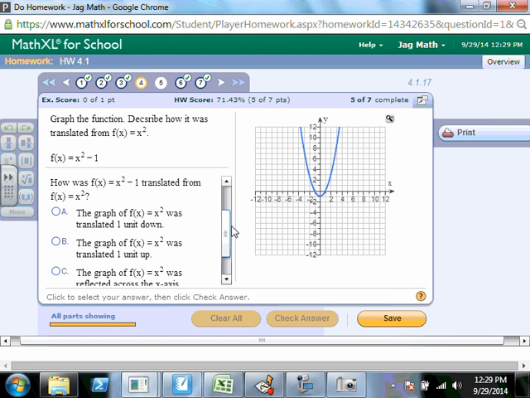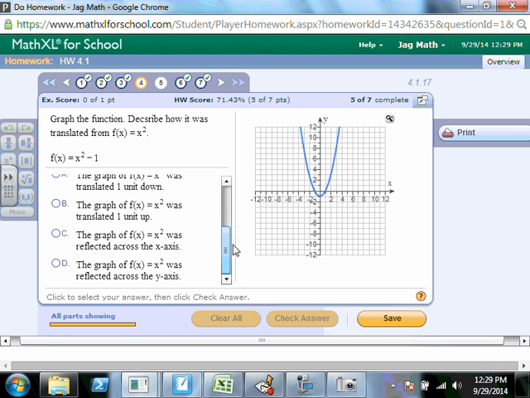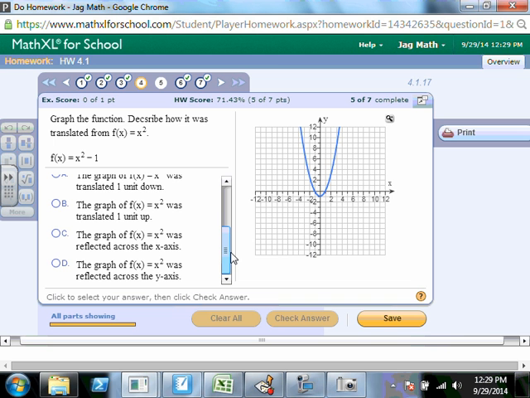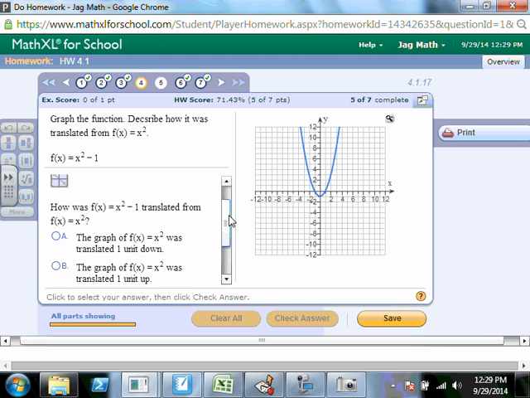Well, how's this translated from the parent function? It's either 1 unit up, or 1 unit down, or across the x-axis, or across the y-axis. We're thinking it's translated 1 unit up. It's saying from the parent function, though. Remember the parent. Yeah, it's translated 1 unit down. Translated 1 unit down. Let's try another one just like that.